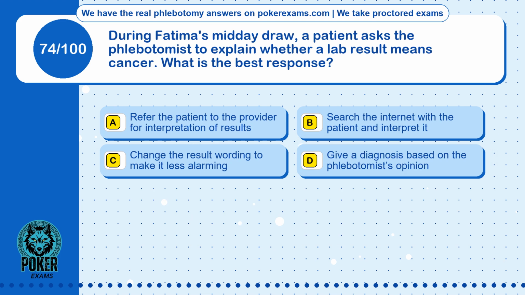Question 74. During Fatima's midday draw, a patient asks the phlebotomist to explain whether a lab result means cancer. What is the best response? Option A, refer the patient to the provider for interpretation of results. Option B, search the internet with the patient and interpret it. Option C, change the result wording to make it less alarming. Option D, give a diagnosis based on the phlebotomist's opinion.